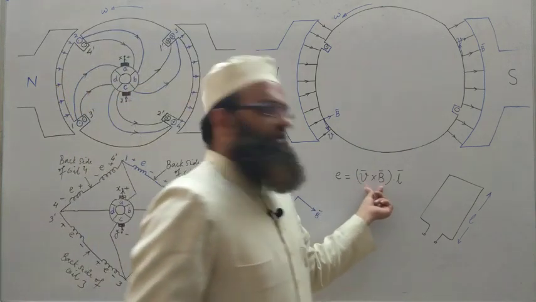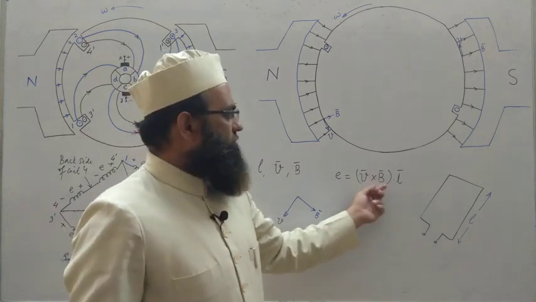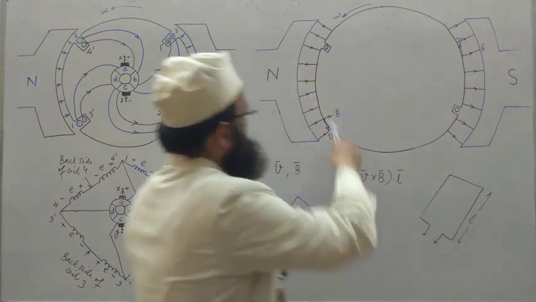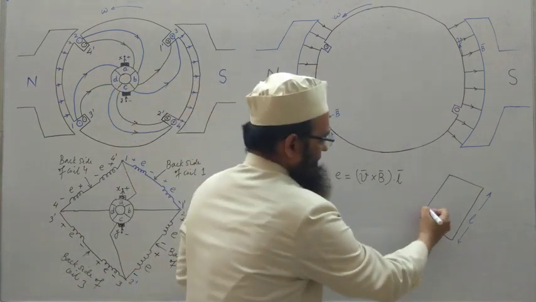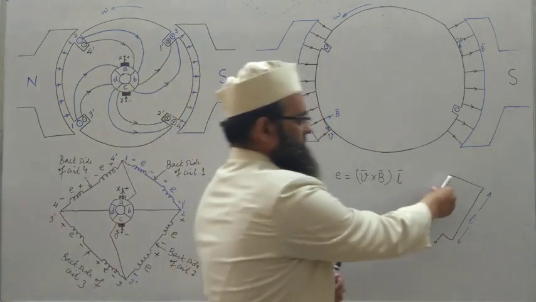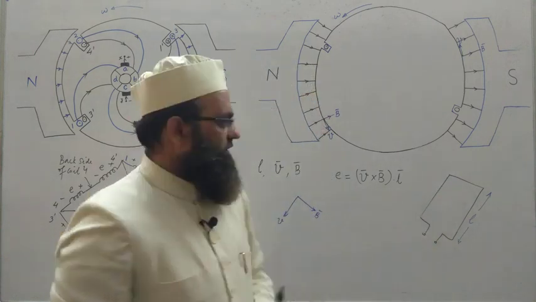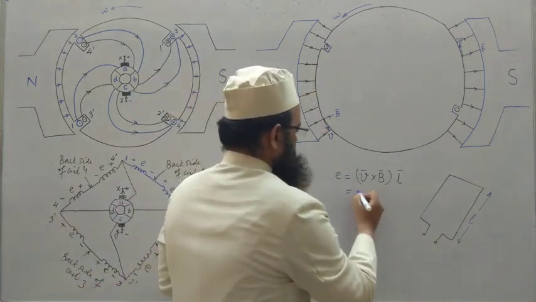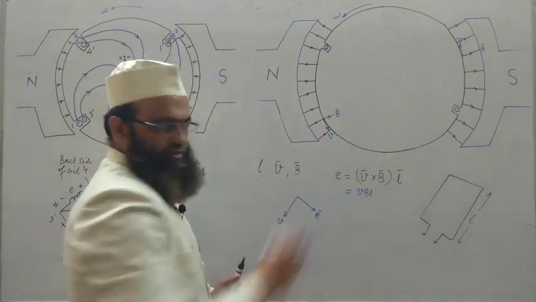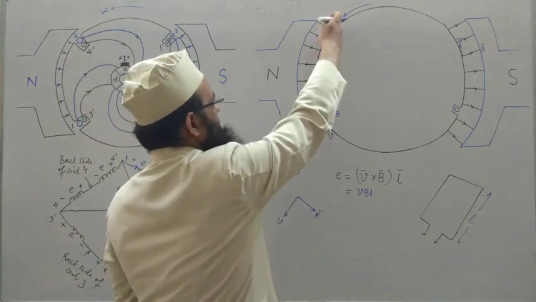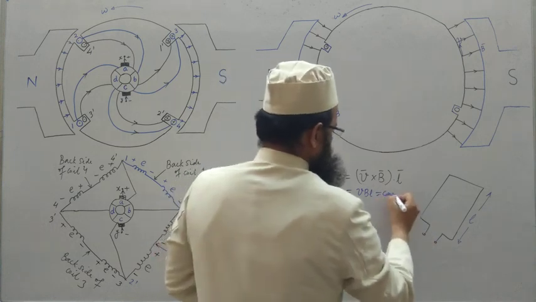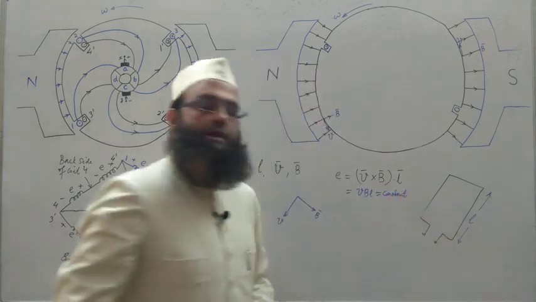So V cross B, sin 90 will be 1, so V into B. And the position vector is in the same direction, so the dot product gives cosine 0 degree, that is 1. So finally we will get VBL at any position under the north pole face region or south pole face region. We will get this as constant. Clear?